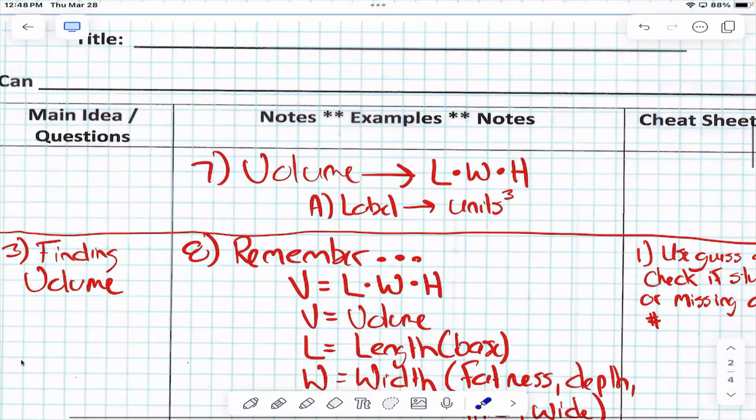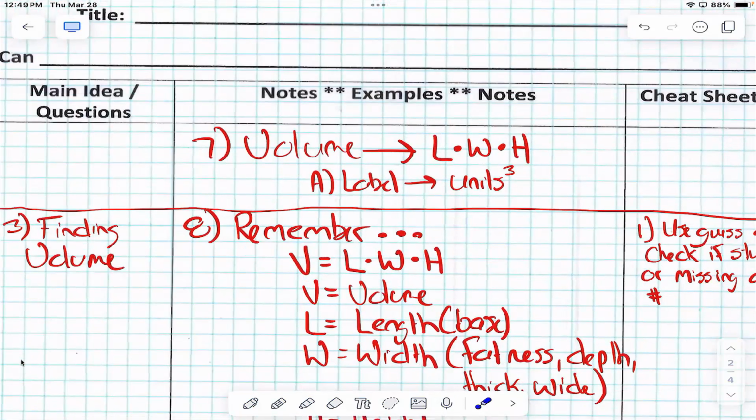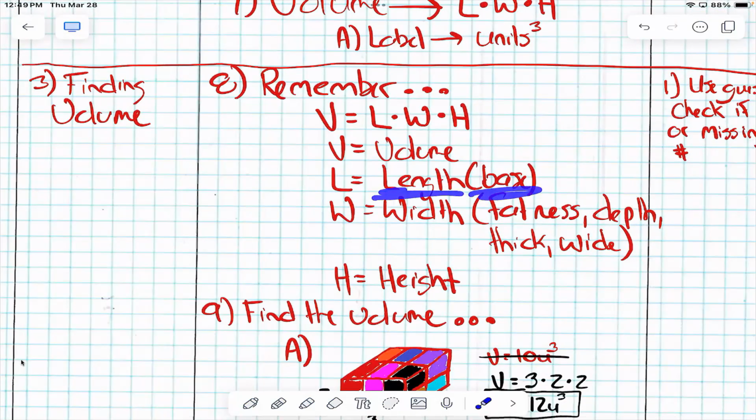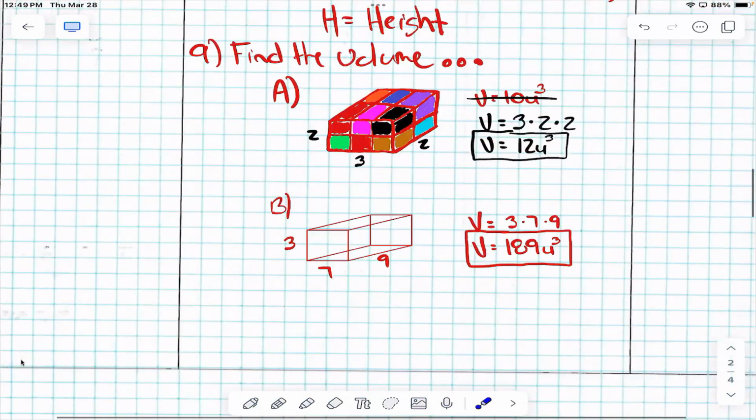Sweet. And give me the formula you would use to find volume. So volume is length times width times height. I kind of messed that up. Okay. Another name for length is the base. And then width would be how fat something is, how deep something is, how thick something is, how wide something is, right? Cool. All right.